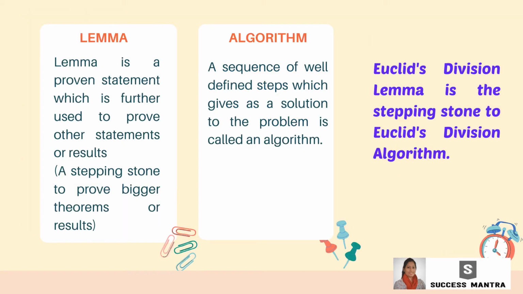Now, what is the difference between lemma and algorithm? A lemma is a proven statement which is used to further prove other statements or results. Or we can say a lemma is the stepping stone to prove bigger theorems or results. Whereas an algorithm is a set or sequence of rules in order to find the solutions to a problem. So we can say that Euclid's division lemma is the stepping stone to Euclid's division algorithm.